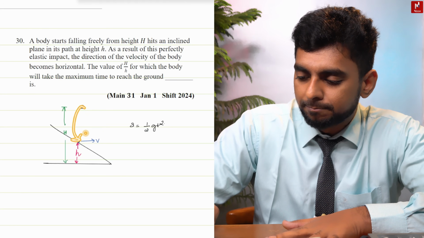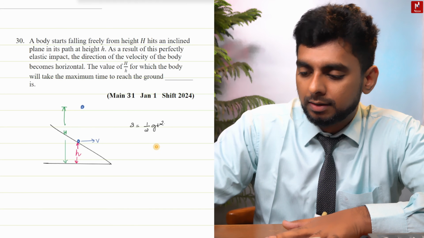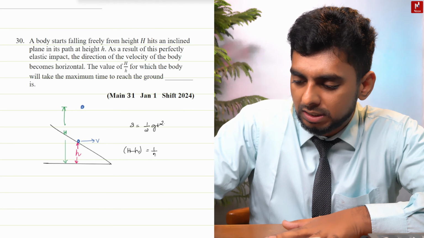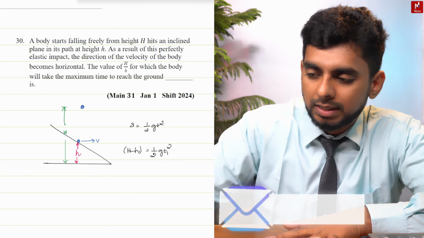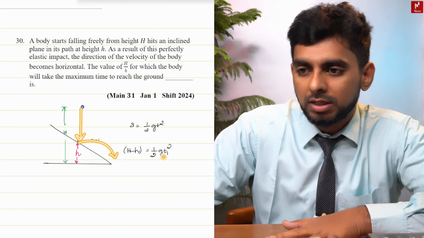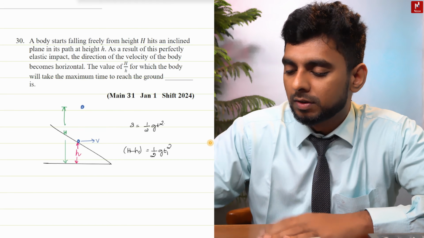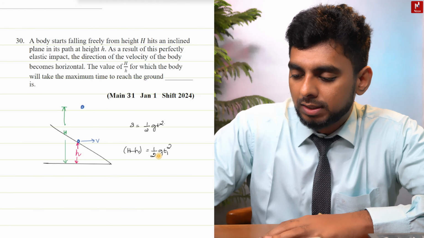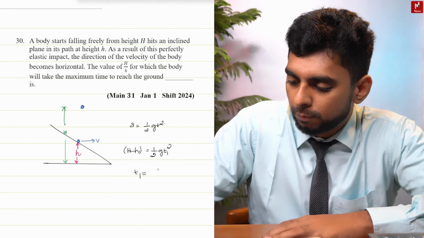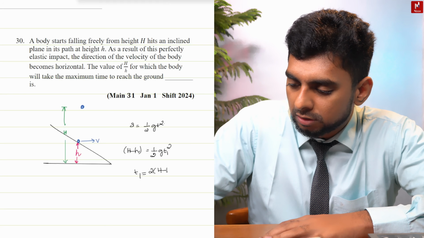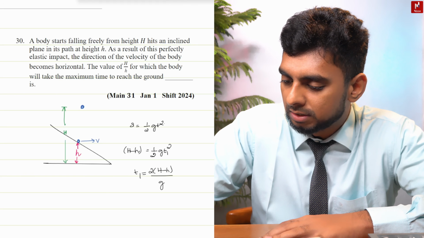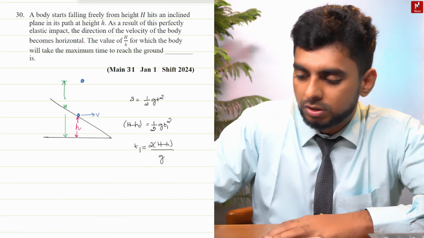So to reach this point, it would have taken a time t1, right? So here it's going to be capital H minus small h. That will give you half g t1 squared. This time t1 is for the first part of the motion. For the second part of the motion, that will be time t2. The summation of t1 plus t2 will give me the total time. Got it? So capital H minus small h equals half g t1 squared, and I just need to get the time t1. Therefore t1 will be equal to the square root of 2 times (capital H minus small h) divided by g, isn't it? Now I have generated this equation. You should be clear with this idea.